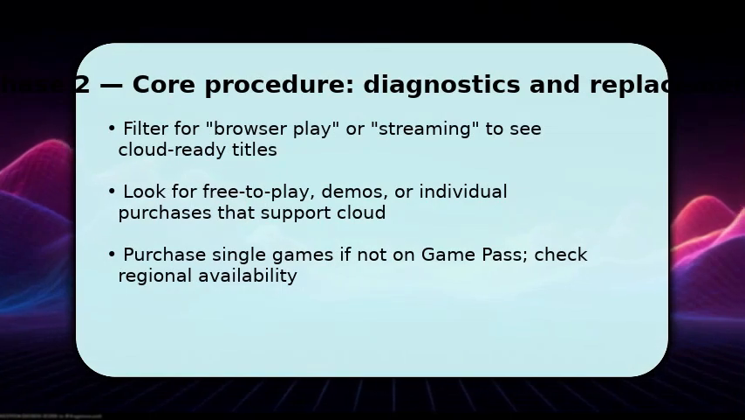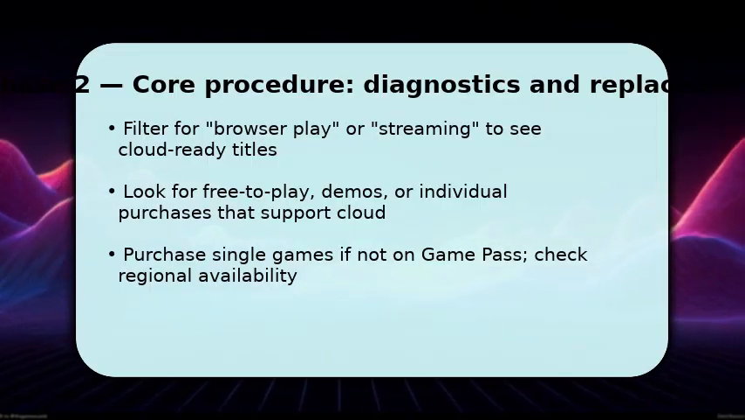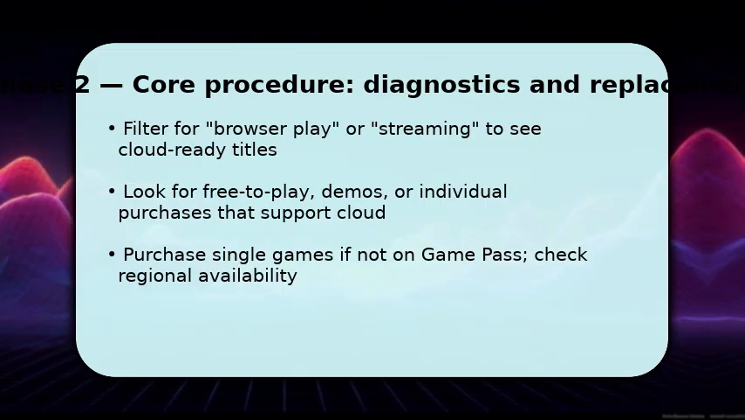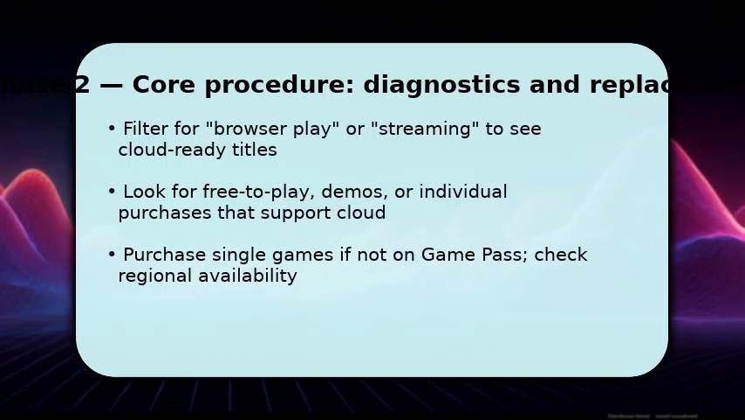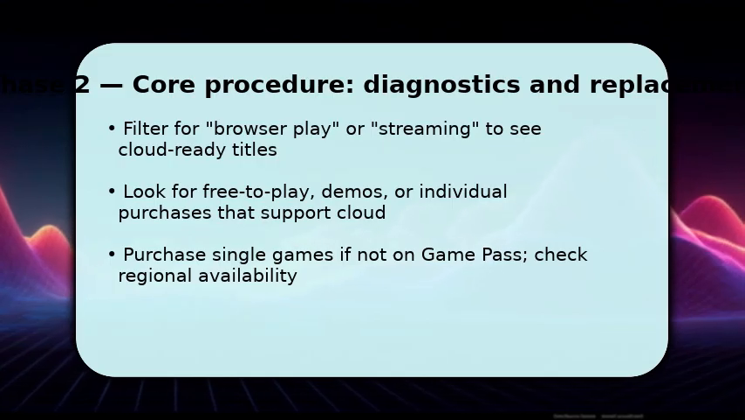Next, search the cloud library for games that allow streaming without Game Pass. Use filters for browser play or streaming and focus on free-to-play titles or demos first because they remove purchase friction. If you want a full game, buy it individually from the Microsoft Store. Once purchased, select Play to stream.